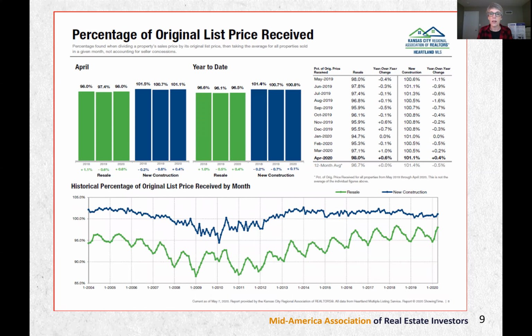So the next thing is percentage of original list price. How close to your listing price are you getting? And I would say that in a perfect world, if people had priced their houses exactly perfect, well, yeah, in hindsight, exactly perfect, we'd all get 100% every time. But we haven't been seeing that. If you look at this line right here, that is 95%, and this is 100%.